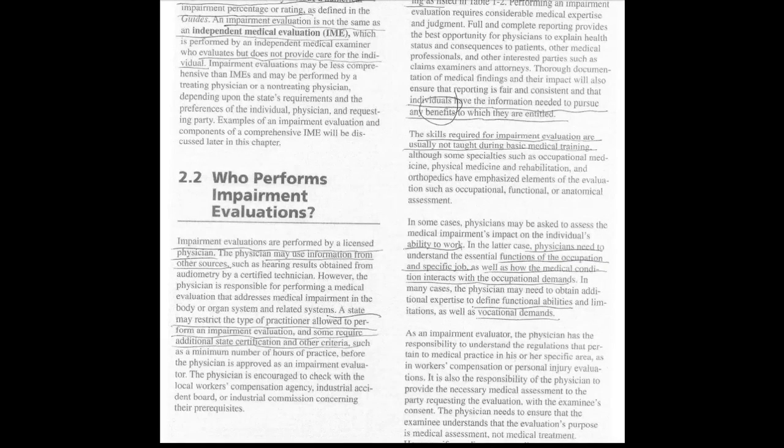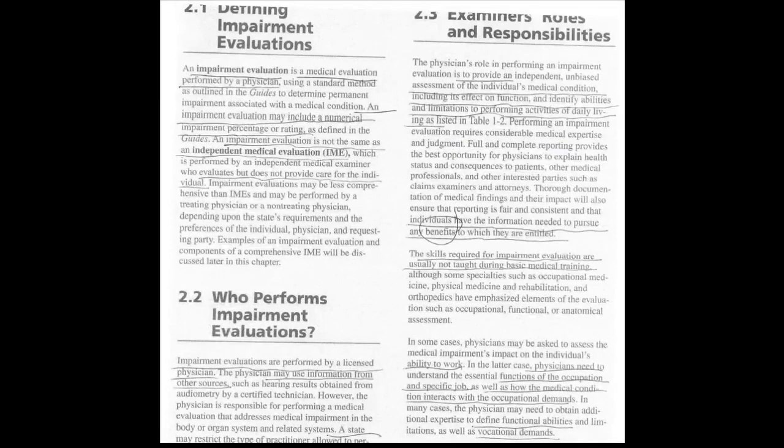Impairment evaluations are performed by a licensed physician. In other words, if you're a licensed doctor in your state, that's the requirement according to the AMA guides, period. Unless your state may restrict the type of practitioner allowed to perform an impairment evaluation, and some require additional state certification or other criteria. I only know of one state that does some modifications a little bit, but for the most part, in every state, chiropractors can do permanent evaluations. If you're a licensed chiropractor, because you're a licensed doctor, okay?